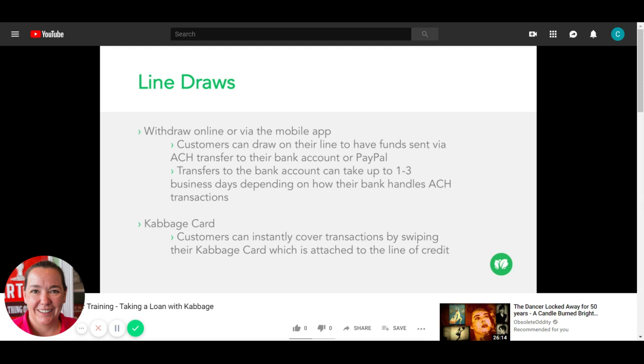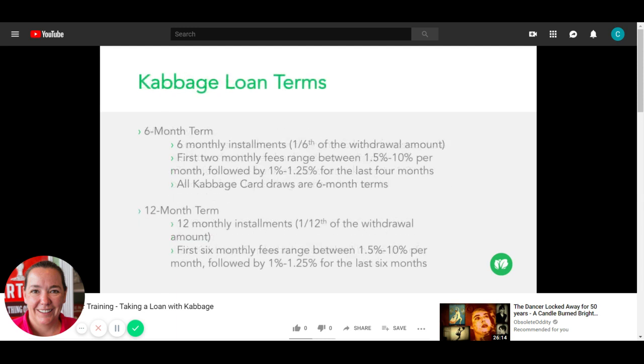Another option is a Kabbage credit card, which will access your line of credit by using it at places that accept Visa. You can instantly cover transactions by swiping the card. This will initiate a 6-month loan. You will have 2 options for loan terms, the 6-month term and the 12-month term.